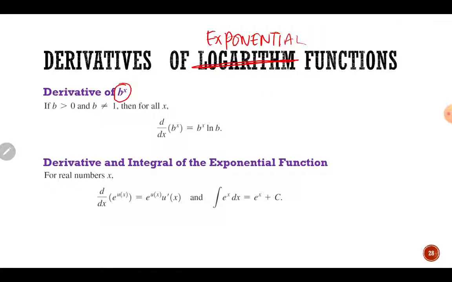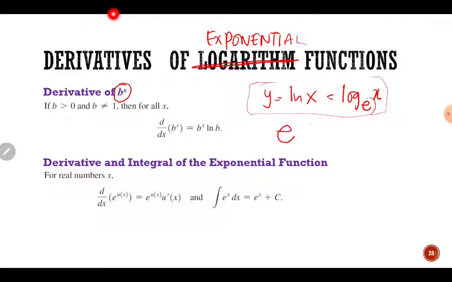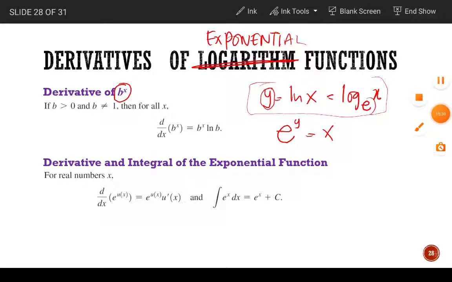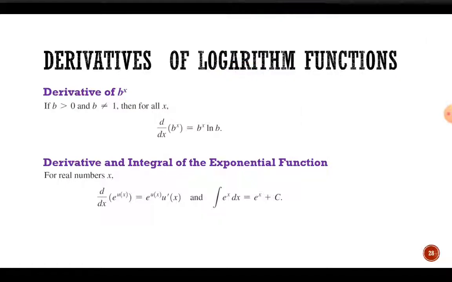I already explained to you, if y equals ln x, this is actually equal to log x base e. And from this logarithmic form, we can convert it into exponential form. How? The base e, power of y, equals x. That is the relationship between the logarithmic function and the exponential function. Alright, so now we want to know how we differentiate an exponential function.